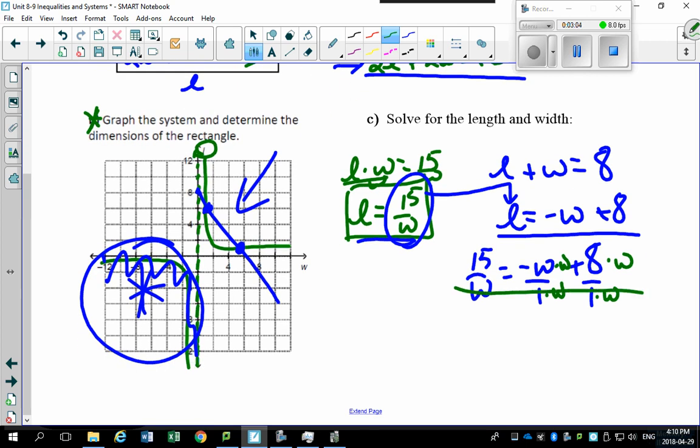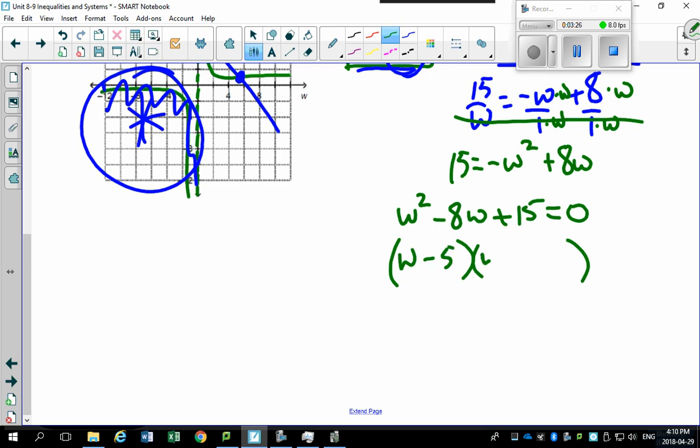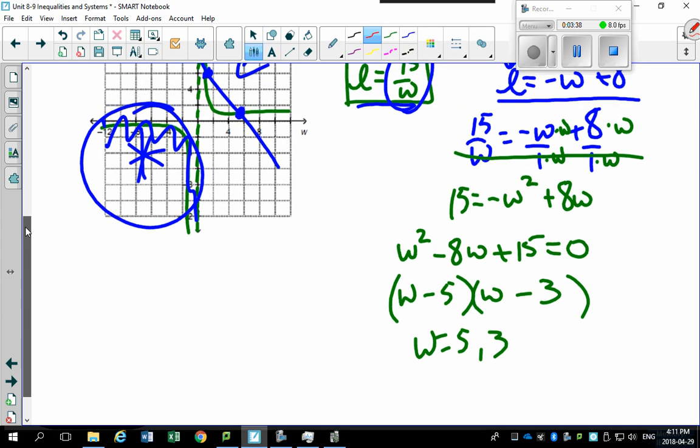Cancel out the common denominators now because there's an equal sign. You can only do that if there's an equal sign. This gives you minus W squared plus 8W. Bring this all over to the other side. Here we go. Look, W squared minus 8W plus 15 equals 0. Look at this. Factor it. Look, your W is equal to minus 5 and minus 3. So W equals 5 and 3. So your width could be 5 inches or 3 inches. You decide. But verify this by plugging it back in and finding the length.